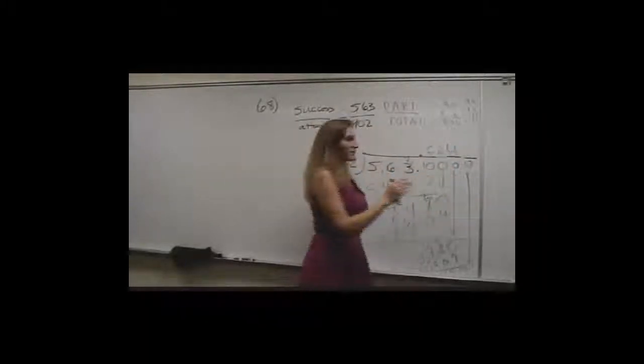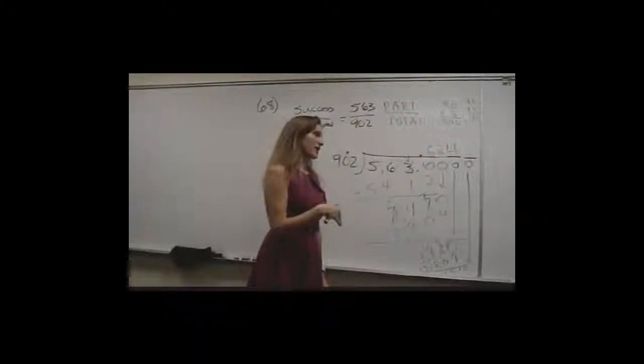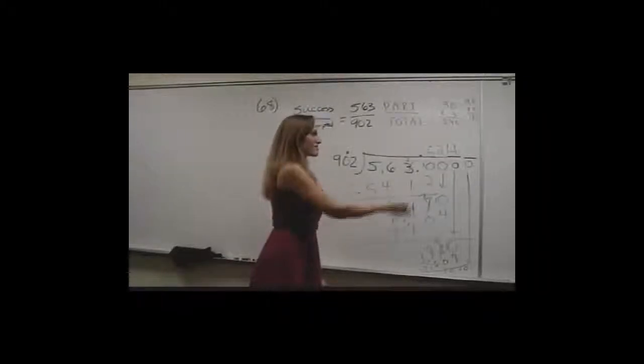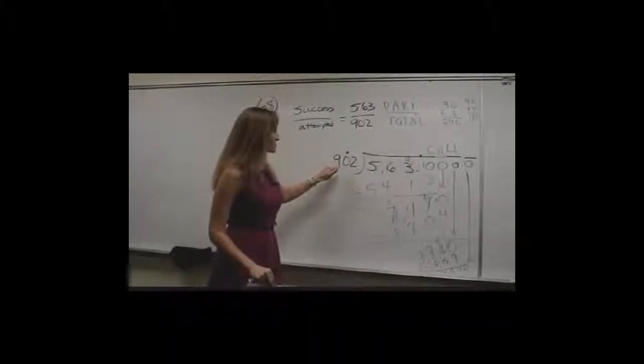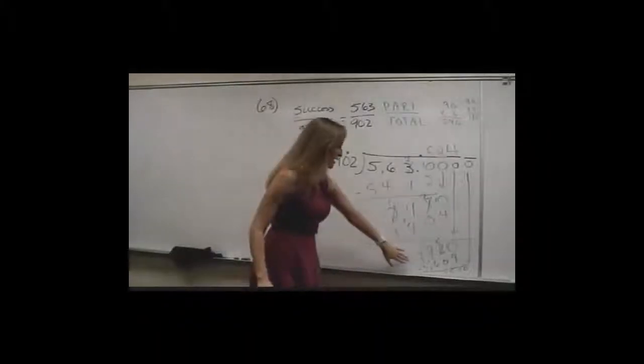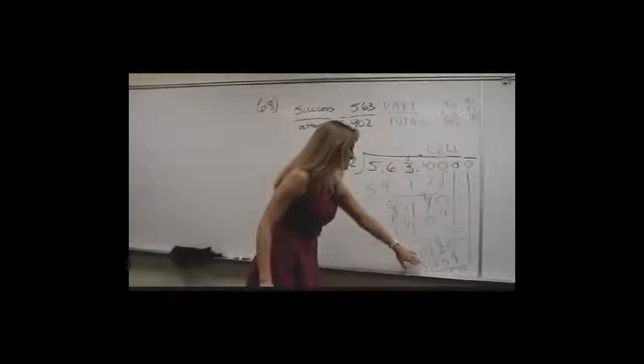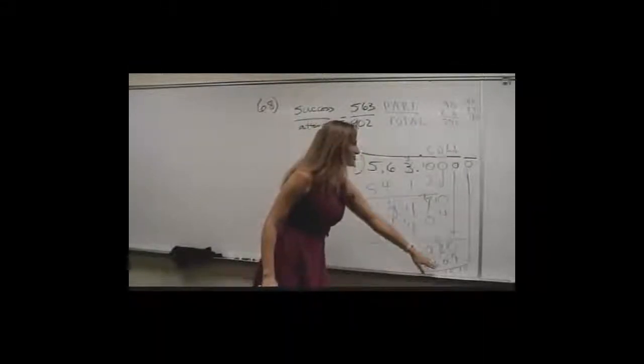I only need to find out if it's 5 or bigger or if it's less than 5. Correct. Because the only reason I need that is to see if I need to take that 4 and round it up or just leave it alone and leave it as a 4. Now, you already multiplied 4 times 902, and you got 3,608.